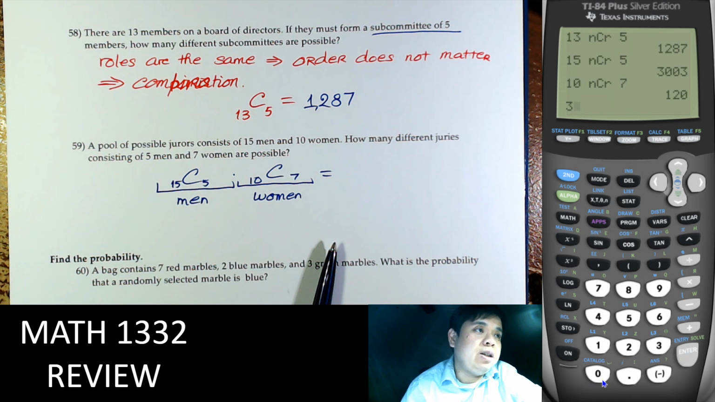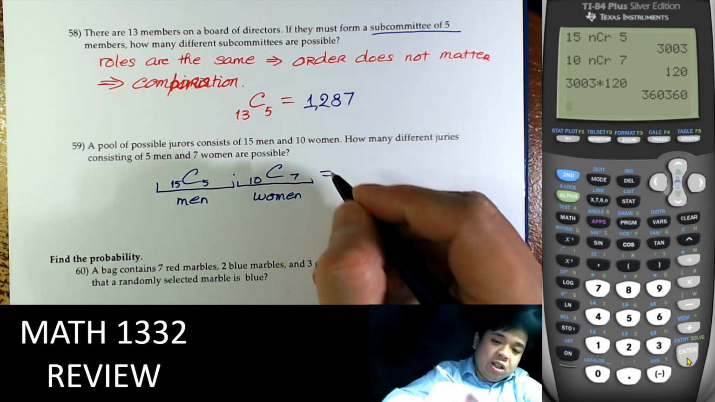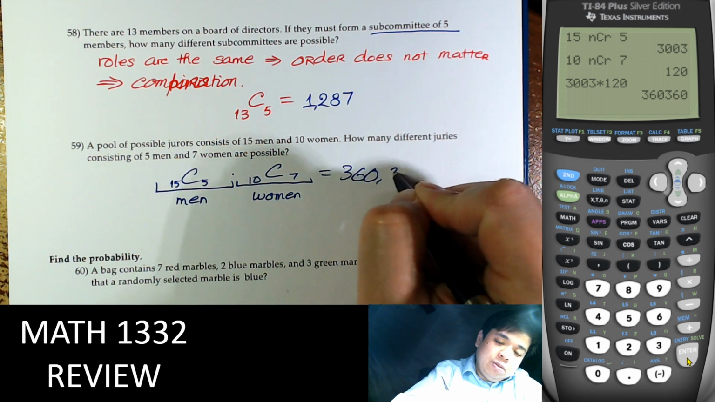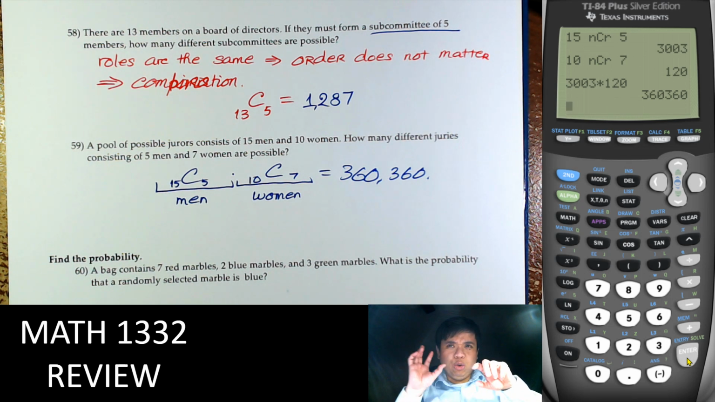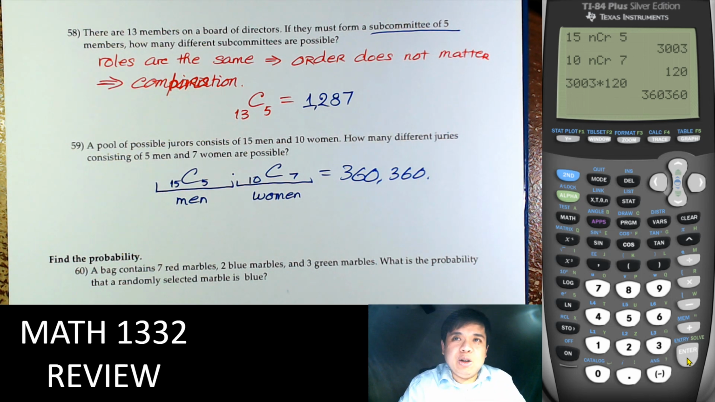So 3003 times 120. So that's what we have, 360,360. Right. So because we choose the men and then choose the women, or choose the women then choose the men. Those are 2 different stages, and we just multiply the result. Right. So that is counting.